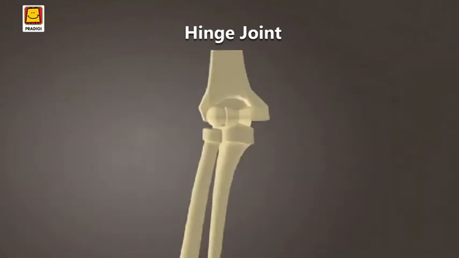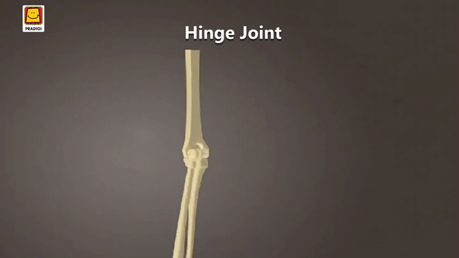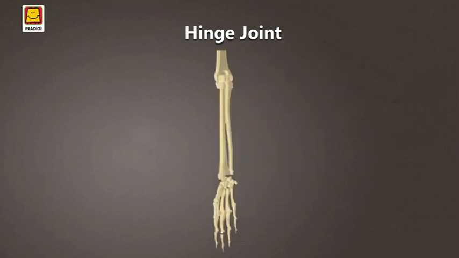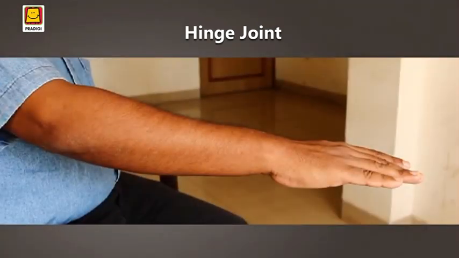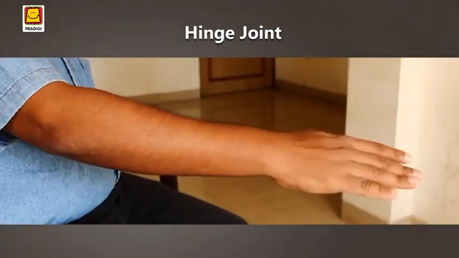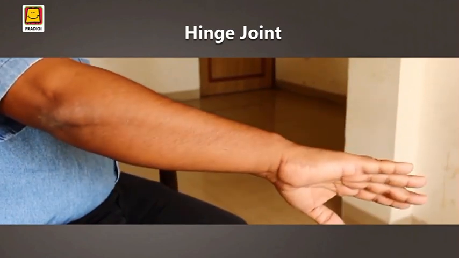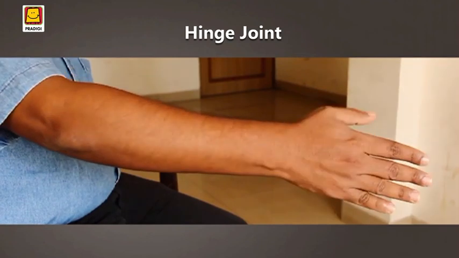The best example of this joint is the elbow. Try to bend your elbow like this. It is only because of the hinge joint that you are able to move it like this. If the elbow joint can move only in this manner, then how do we bend the forearm like this? Let us see the next joint and try to understand.